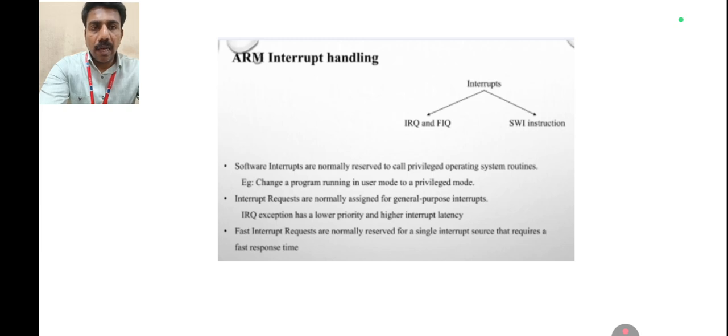As already discussed, IRQ is interrupt request, FIQ is also an interrupt, and there are SW instructions. When the interrupt is on the software side, they are normally reserved to call privileged operating routines. For example, they change a program running in user mode to a privileged mode. Next, interrupt requests are normally assigned for general purpose interrupts. IRQ exception has a lower priority and higher interrupt latency. FIQ, fast interrupt requests, are normally reserved for a single interrupt source that requires a fast response time.